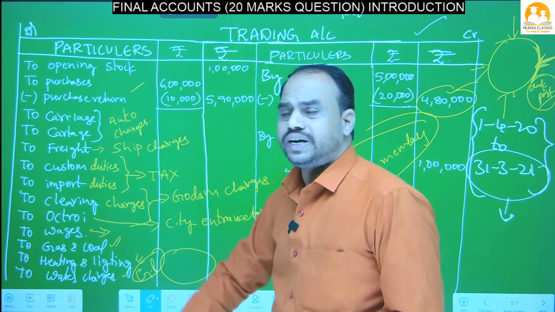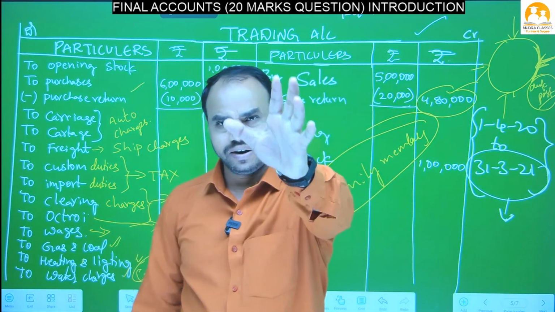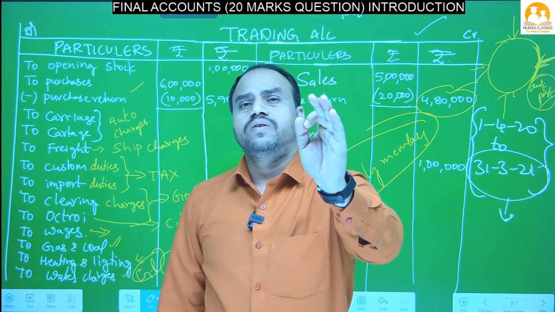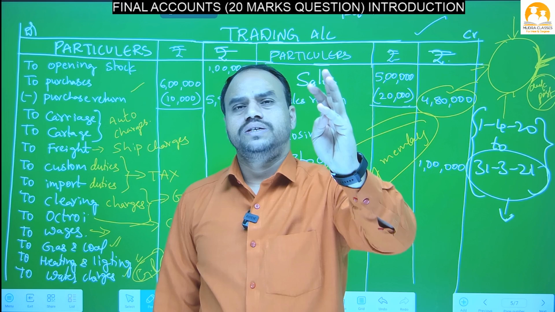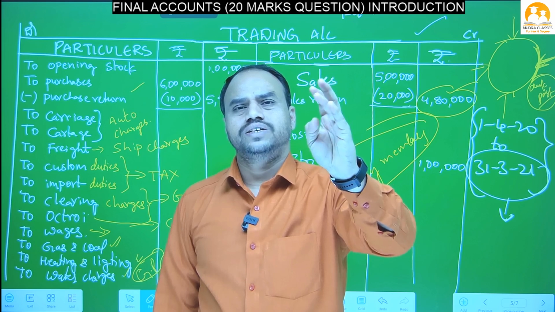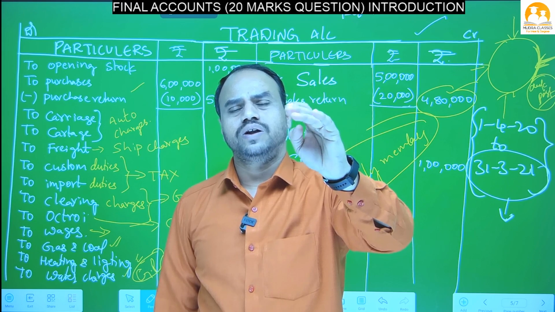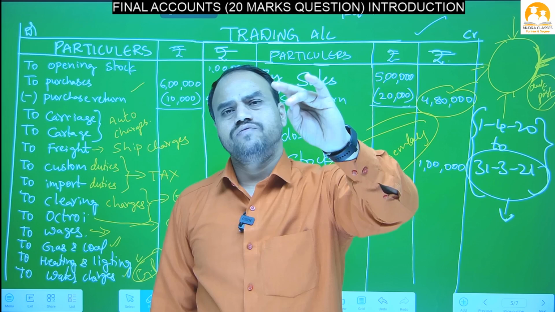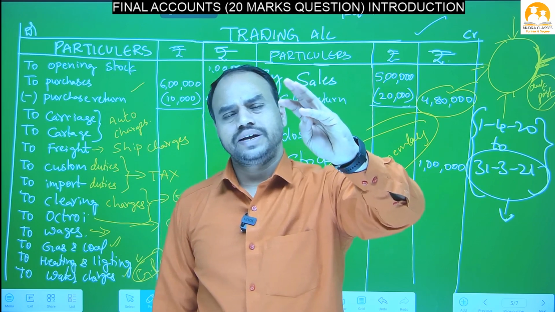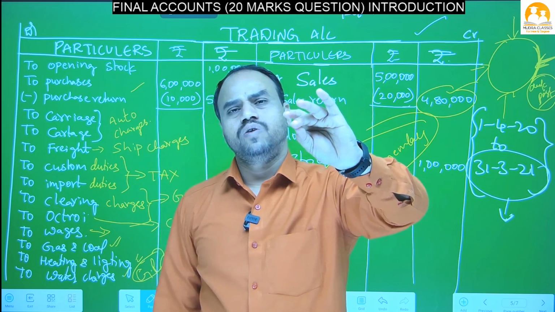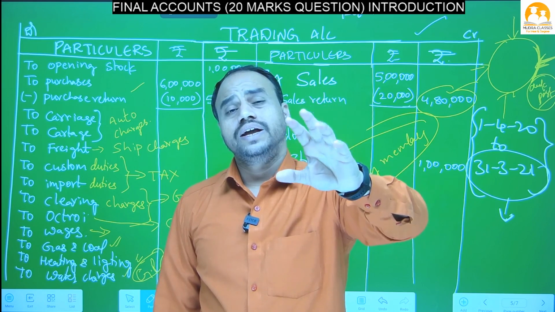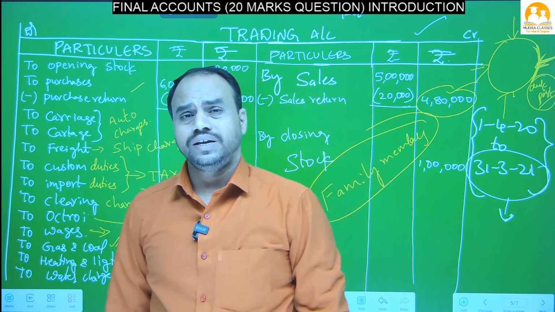Trading account debit side, what items will come, you have to remember always: opening stock, purchases, purchase return, carriage, cartage, freight, custom duty, import duty, clearing charges, octroi, wages, factory rent, factory manager salary, works manager salary, gas and coal, heating and lighting, water charges. Like that you have to answer immediately.